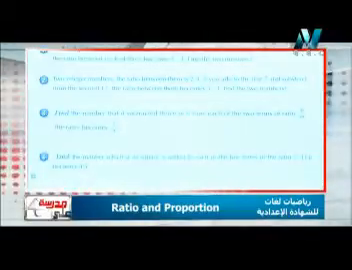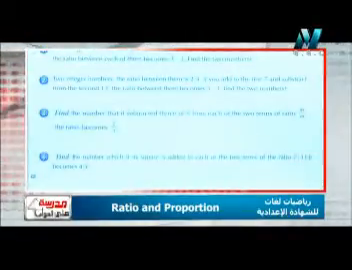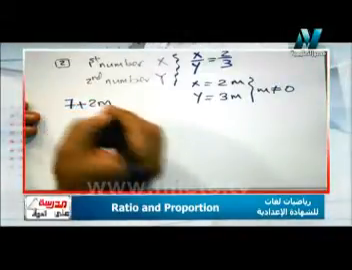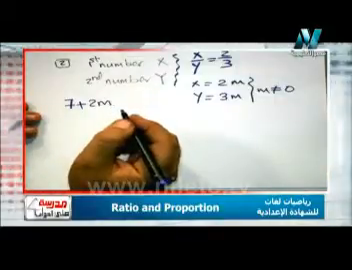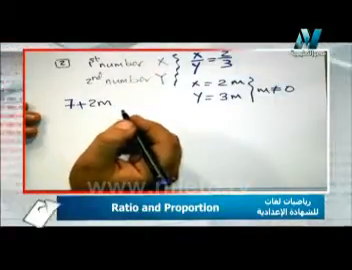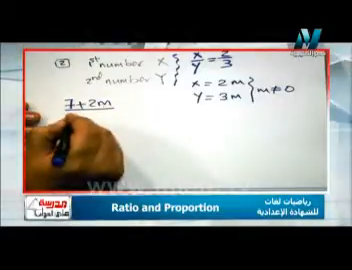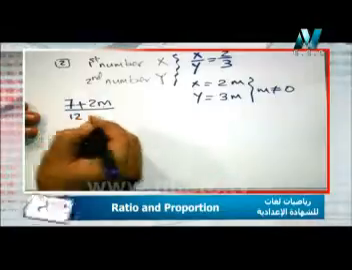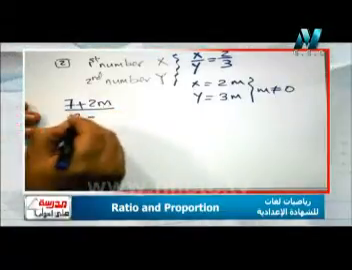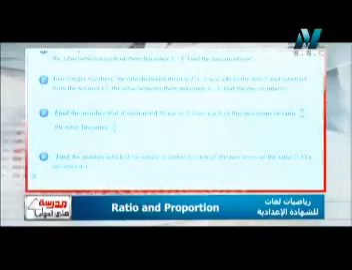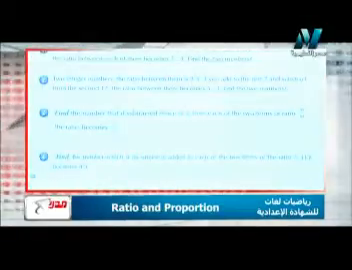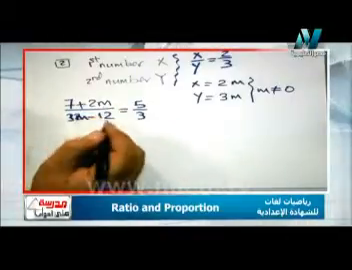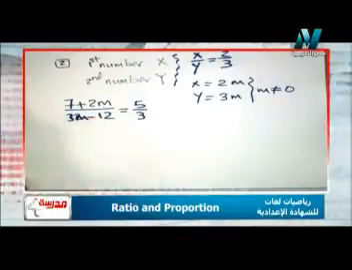We have here, if we add 7 to the first term, and the first term here is 2m, so I'm going to add 7 plus 2m, and subtract 12 from the second, so 3m minus 12. And the answer, of course, will be 5 over 3. So we have 7 plus 2m over 3m minus 12, and the answer is 5 over 3.